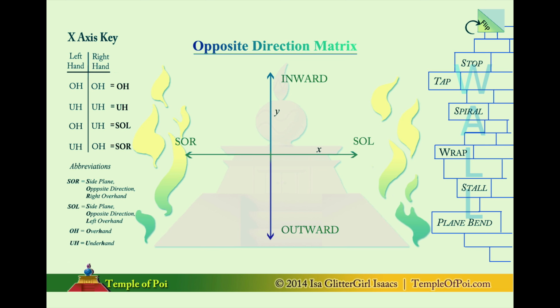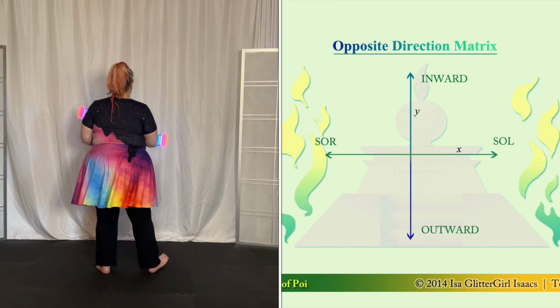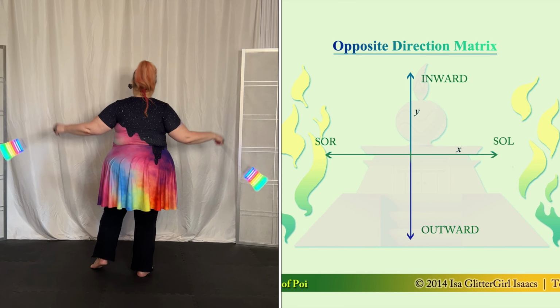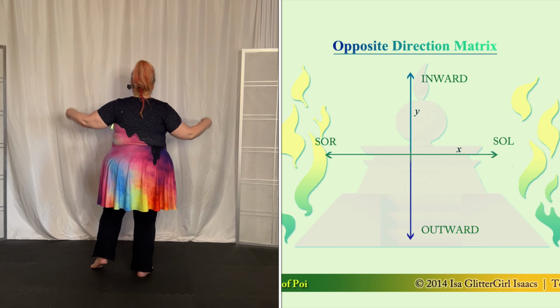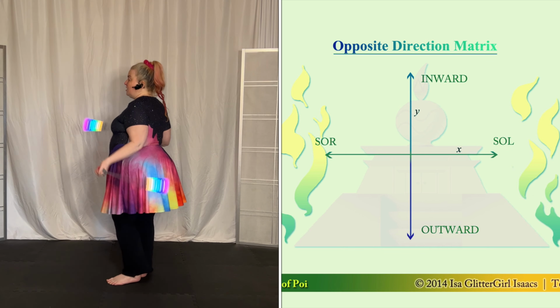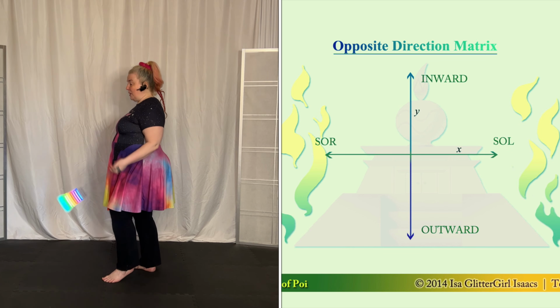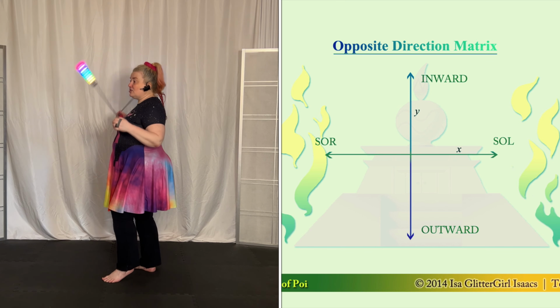In the version that I have there, if we are facing north, it's overhand opposite or inward. One poi is overhand, one poi is underhand, and one is clockwise and one is counterclockwise. So like this is inward at the top, or overhand opposite. If I turn west, I'm left hand underhand, right hand overhand. So I call it side opposite right because it's side plane, opposite direction, and the right hand is overhand.